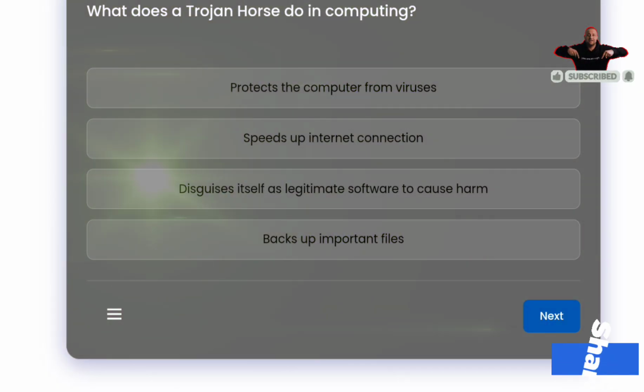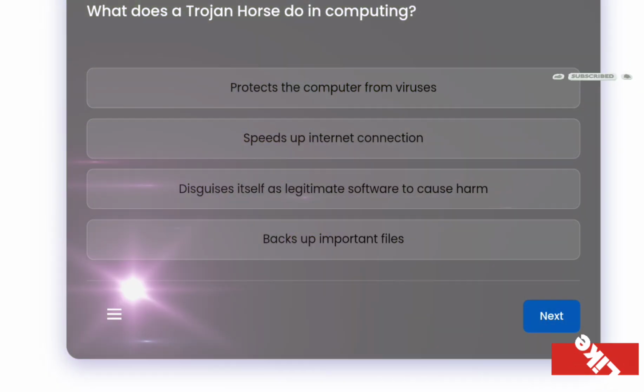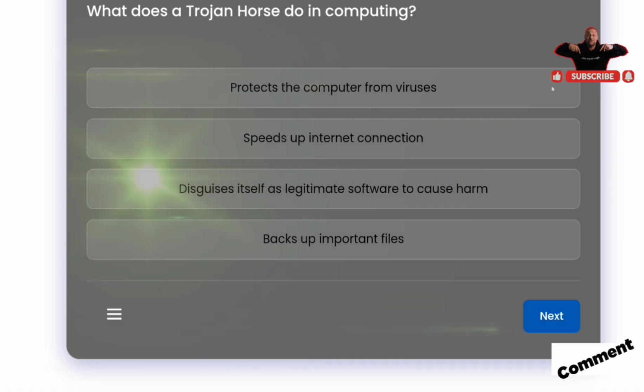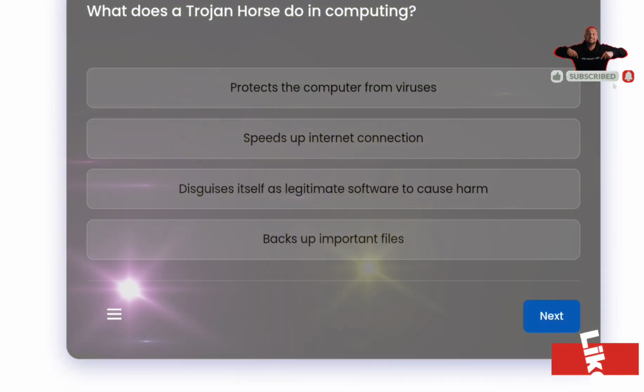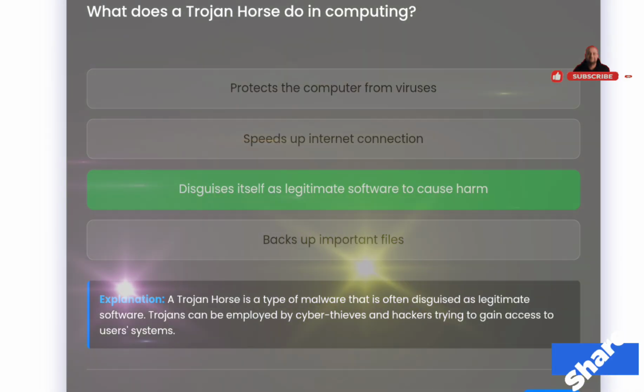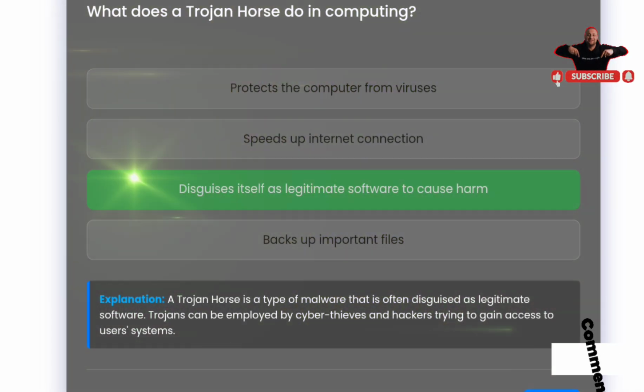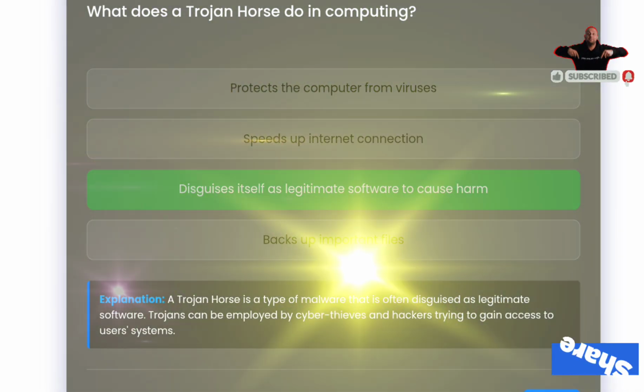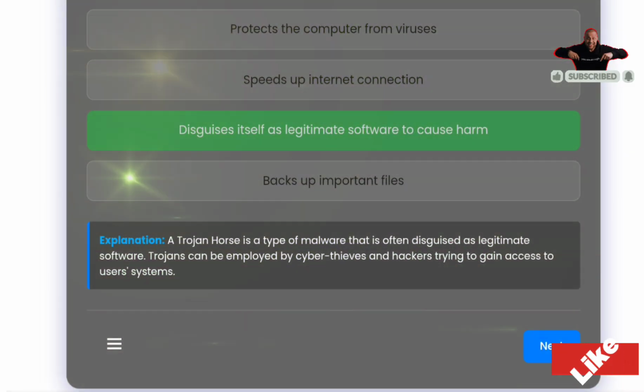Okay, what does a Trojan horse do in computing? ट्रोजन हॉर्स का मतलब क्या होता है? It disguises itself as legitimate software to cause harm.